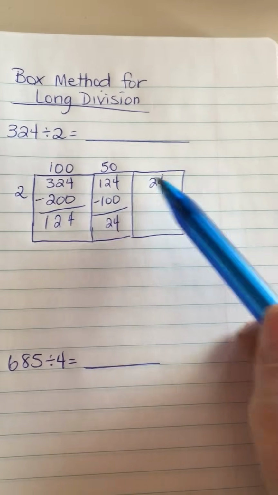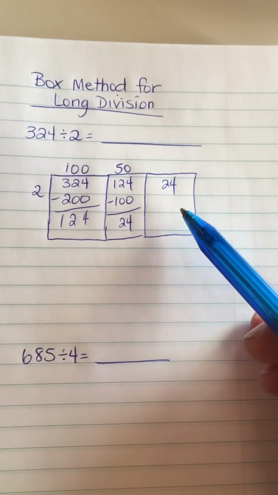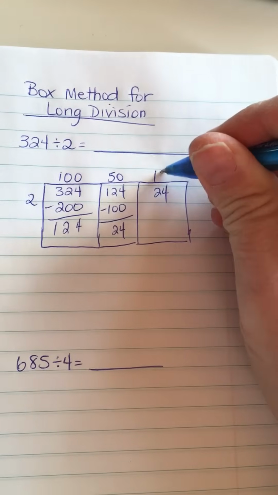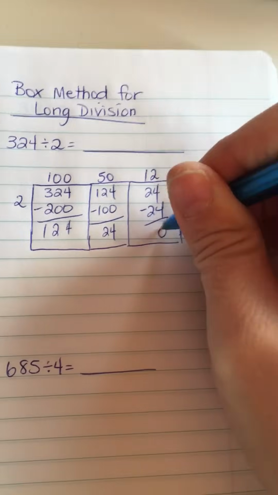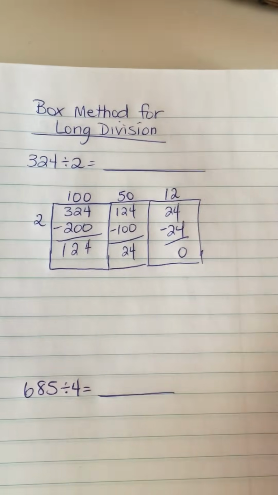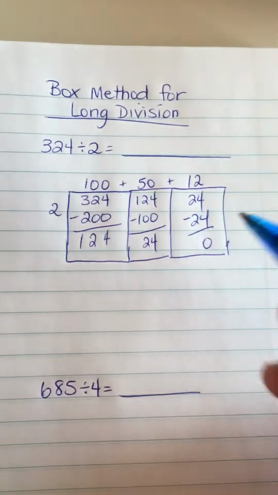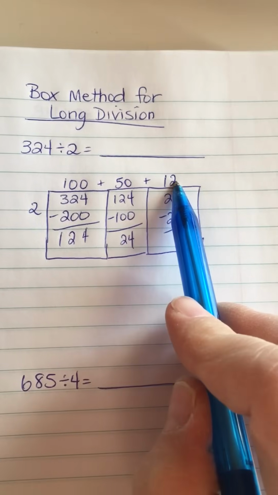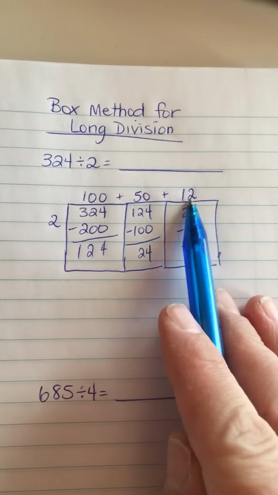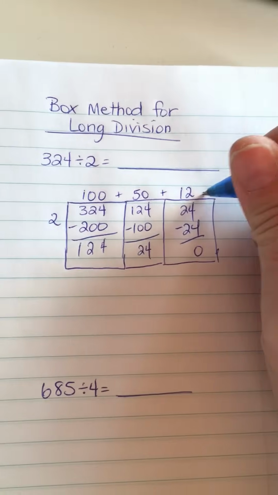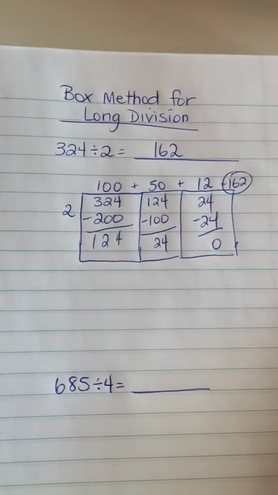Now we need to subtract another multiple of 2 from 24. Well, now we're working with a smaller number, so this is easier for us. Let's take away 12 groups of 2, which actually gives us 24, and that brings us to 0, so we know that we're finished our equation. Now to find the quotient, we simply add up these 3 numbers that we wrote on top, the parts. So we have 100 plus 50 plus 12, which gives us 162. So that is our quotient.